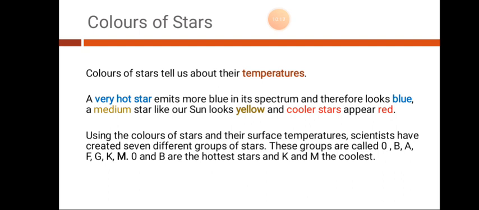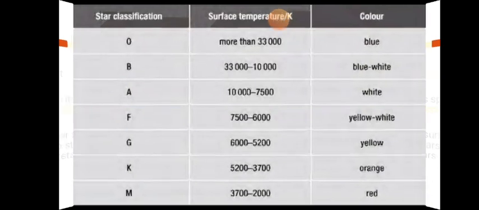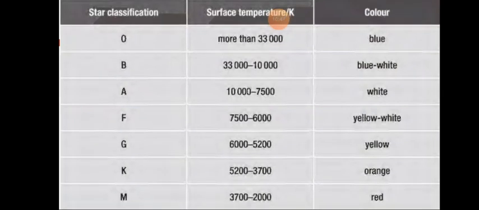Okay, so this is regarding the colors, and researchers have also created 7 different groups of stars. They are called O, B, A, F, G, K, M, where O and B are the hottest stars and K and M are the coolest ones. You have a tabular column in your textbook as well. This one shows you the star classification.